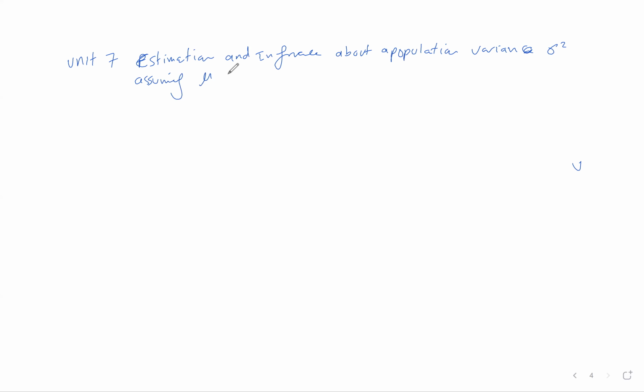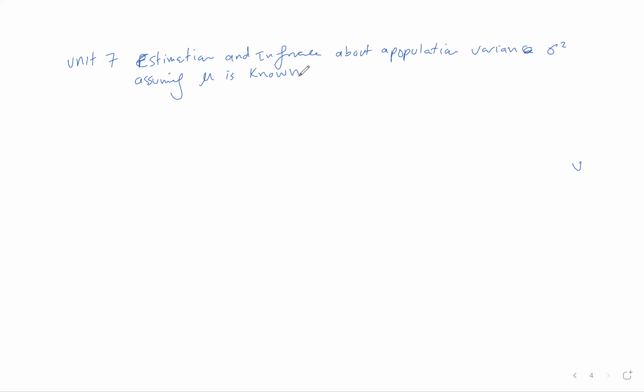Unit 7 is estimation and inference about a population variance, sigma square, assuming mu is known.